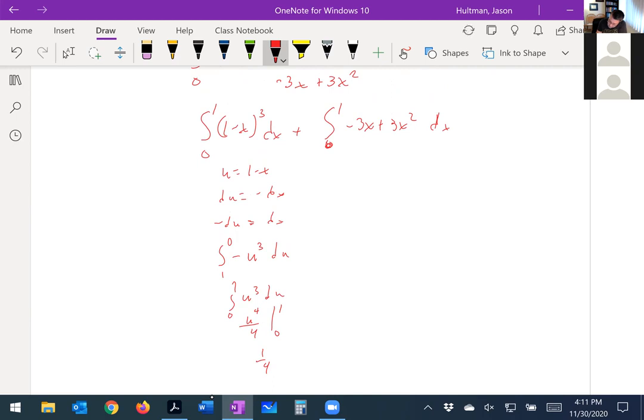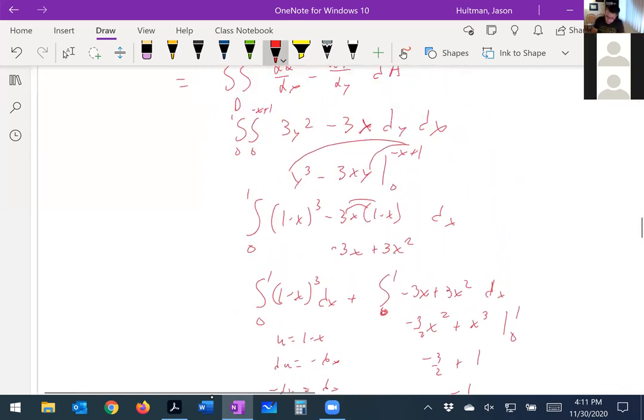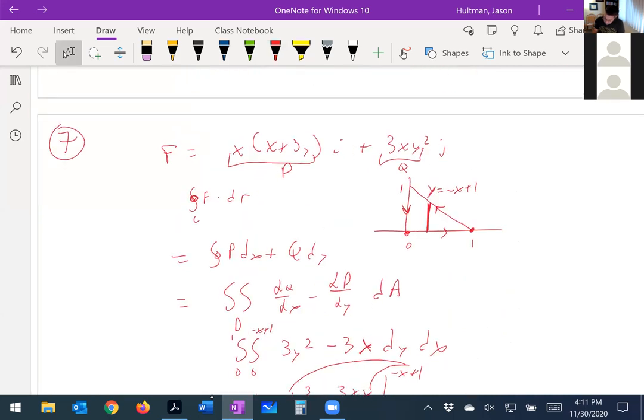Okay, what about over here? Over here, we're going to get negative 3/2 x squared plus x to the 3rd, right? Evaluate this from 0 to 1. Plug in the 1, that's negative 3/2 plus 1, so that's negative 1/2. So I'm going to take 1/4 and subtract off 1/2, which is negative 1/4. So the work done is negative 1/4, which means that it's going against whatever the flow would be.